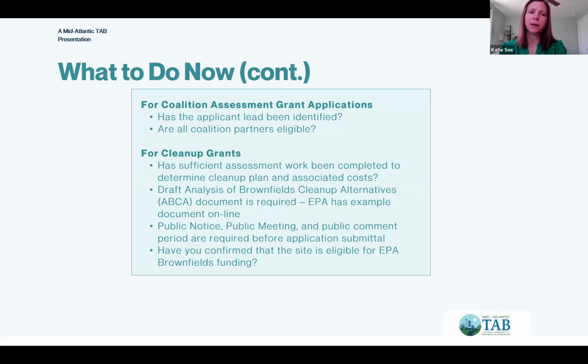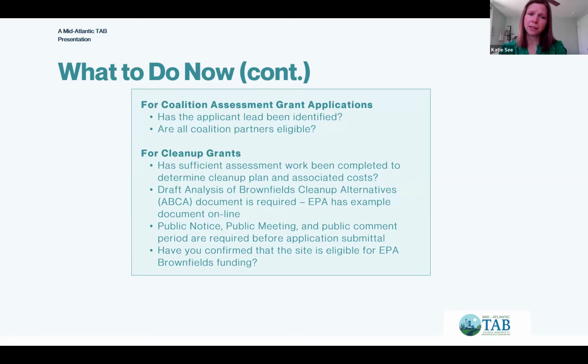Public notice, public meeting, and public comment period are required before the application is submitted. Obviously, you cannot do that now, but we just want to put that bug in your ear so that you don't forget, because that will actually take you out of the running if you did not meet the deadline requirements for when to give that notice and hold the public meeting.